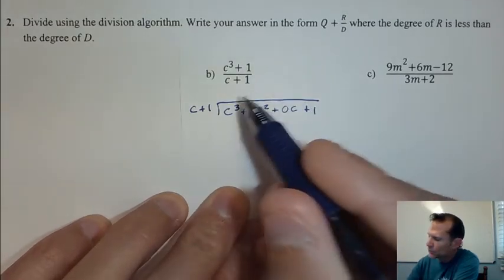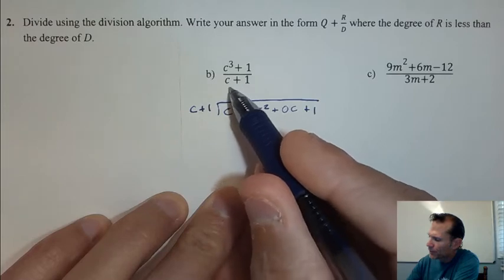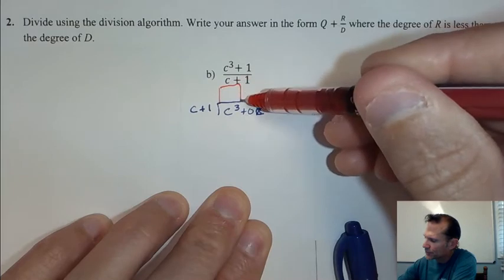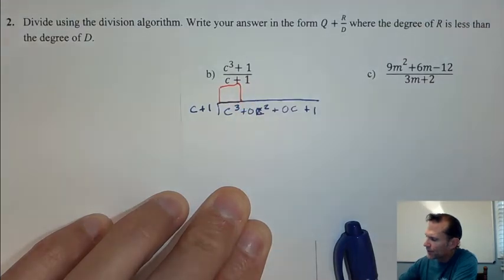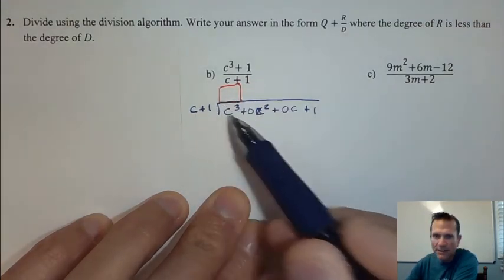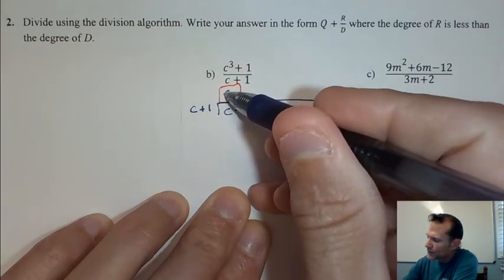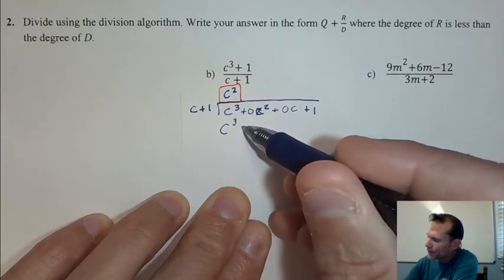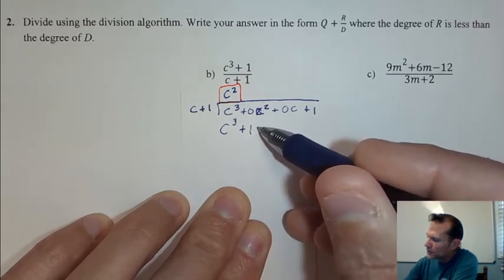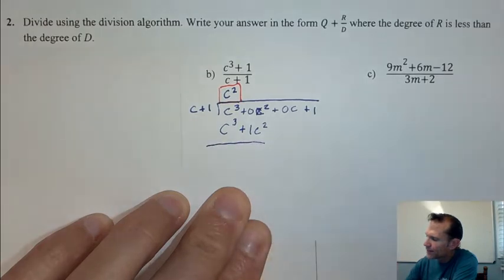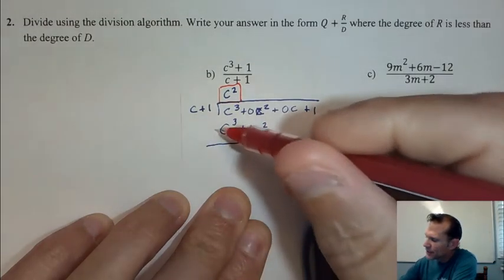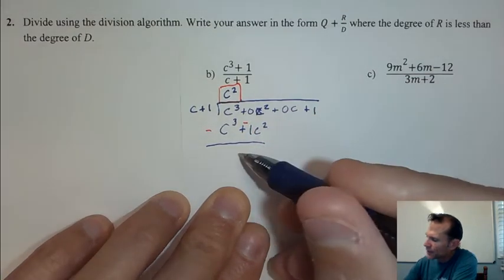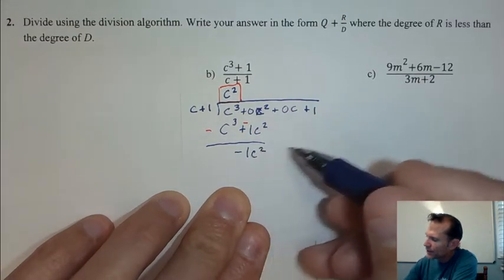So then what we'll do is we'll start up here and we'll think about what can we put right up here. I'll draw the box again. We don't always have to draw the box, but I'll say what do we put in that box to multiply times c to get c cubed. So I'm going to put in a c squared. I'll multiply using the distributive property here, and I get 1c squared. Draw my line, change my signs to help me with my subtraction here, and I get negative 1c squared here.